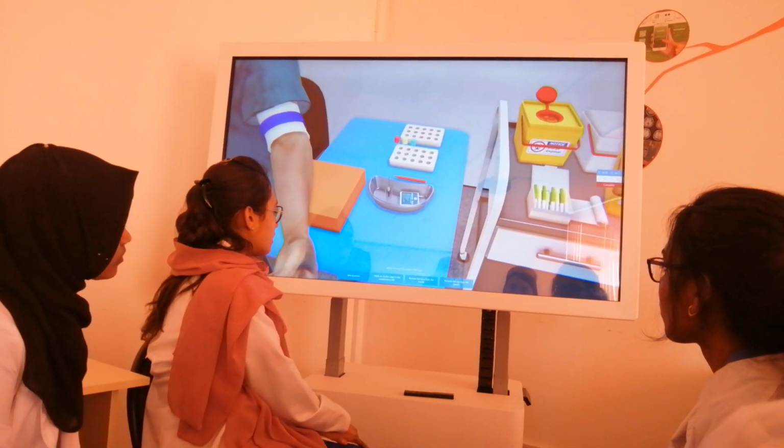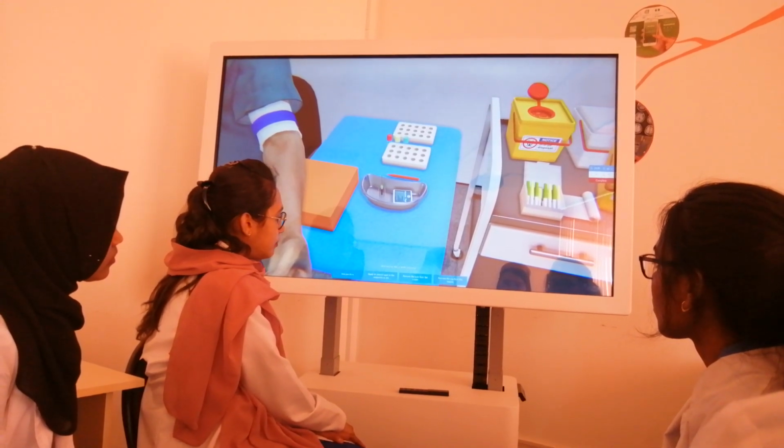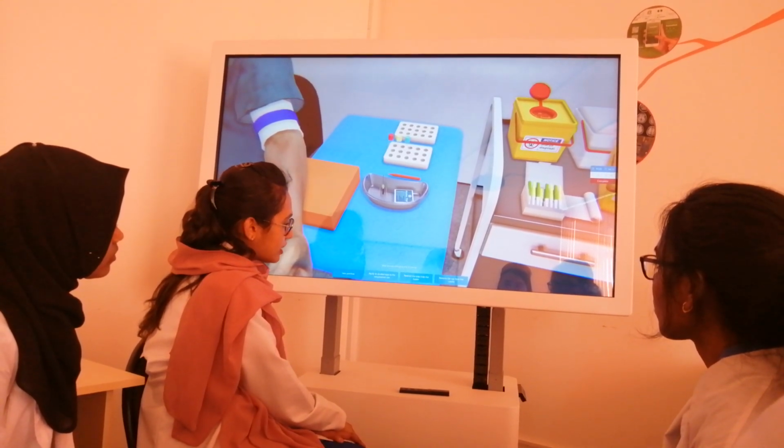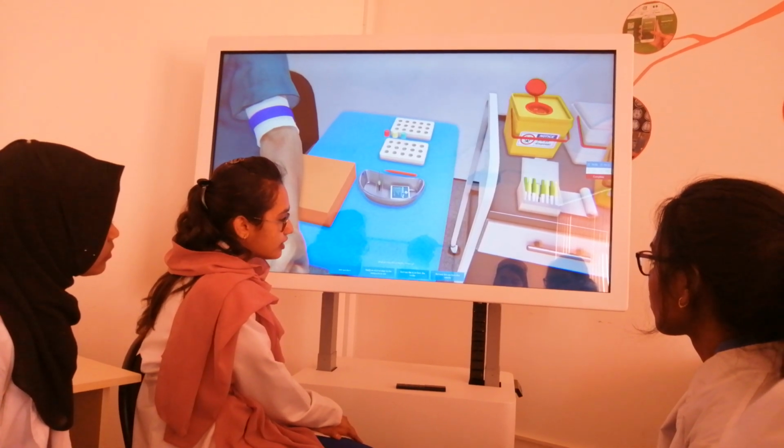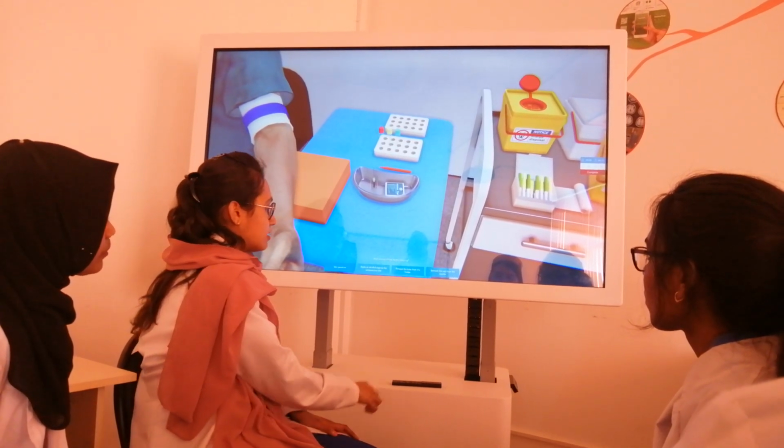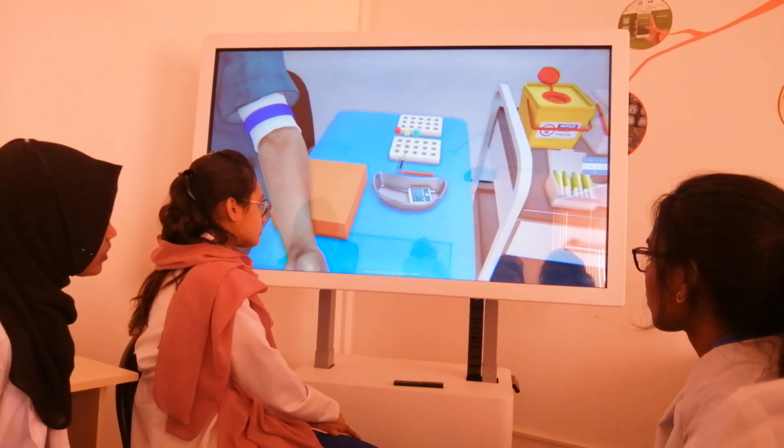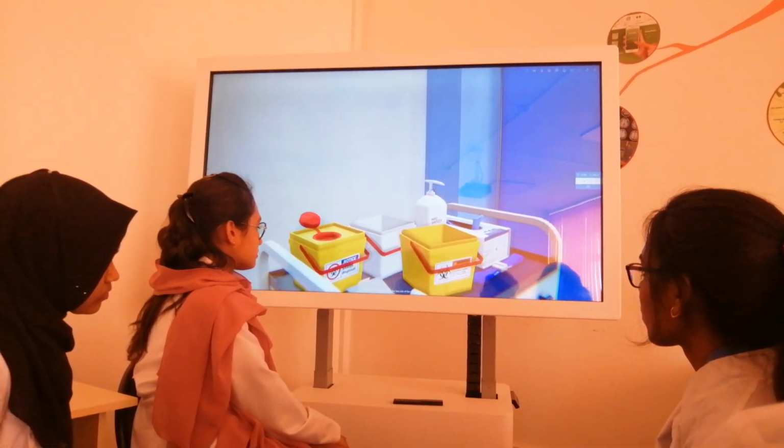What process should be the following? Vein puncture. Apply an alcohol wipe to the vein puncture site. Remove the tube from the holder. Remove the cap from the needle. Remove the protective cap from the free side of the needle.